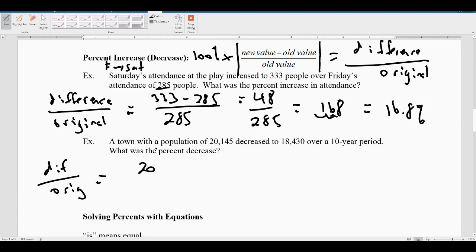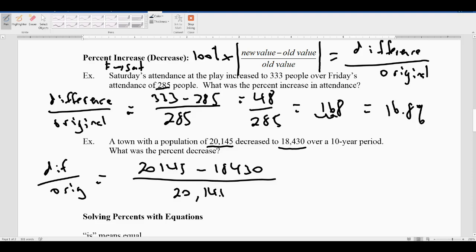So I'm going to take this example. It started at 20,145 and it decreased down to 18,430. If you use this, you'll get a negative answer. So that's why you're going to use the bars. But the reason why I like this one better is because of the original. The original is what you started with. What did it start with? 20,145.